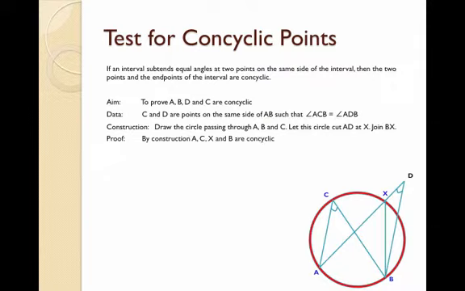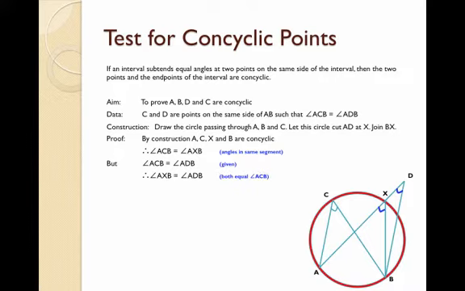Now by construction we can see that A, C, X and B are concyclic points. This means that angle ACB has to equal angle AXB, because they are angles in the same segment. But angle ACB equals angle ADB from our data. This means that angle AXB equals angle ADB, because they are both equal to ACB. Now, in our triangle BXD, angle AXB will equal angle XDB plus angle DBX. Why? Because it is the exterior angle of the triangle, which is equal to the two opposite interior angles.